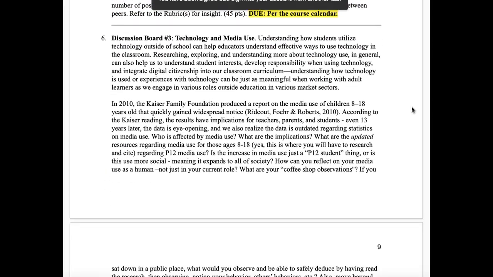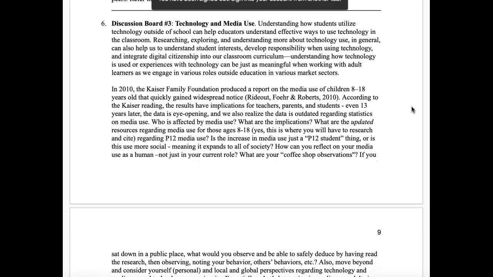The next assignment is going to be discussion board 3, technology and media use. Understanding how students utilize technology outside of school can help educators understand effective ways to use technology in the classroom. Researching, exploring, and understanding more about technology use in general can also help us to understand students' interests, develop responsibility when using technology, and integrate digital citizenship into our classroom curriculum.